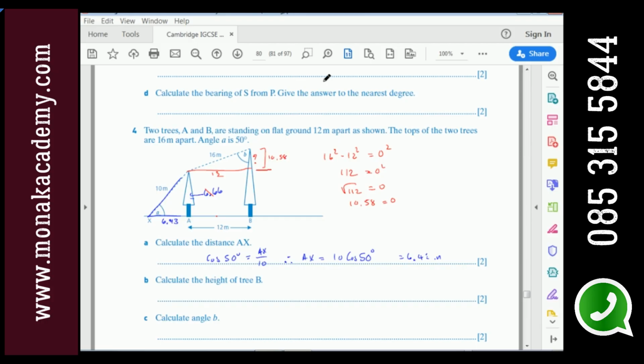This part we already know is what? So it's 6.66. 10.58 plus 6.66 is equal to 17.2.